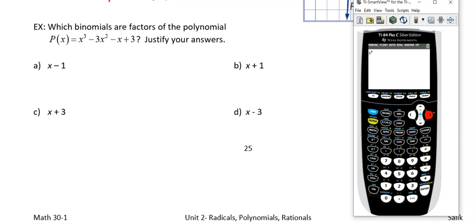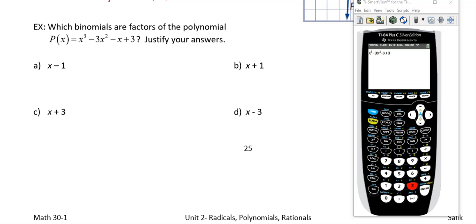So for TI-Nspire, same thing, yeah. So to write it out, minus 3x squared, minus x, plus 3.